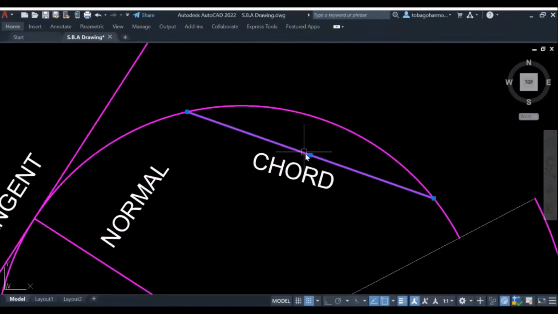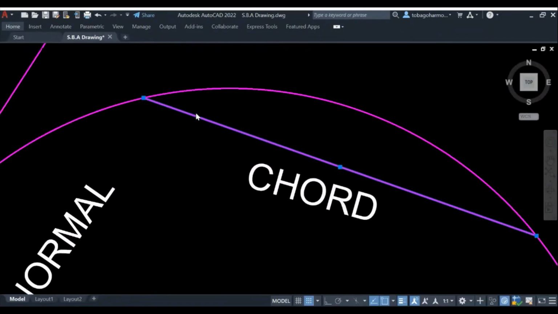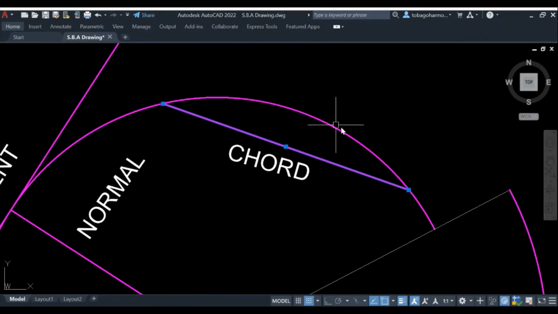The chord is a line that touches the circumference at 2 points but does not pass through the center of the circle.